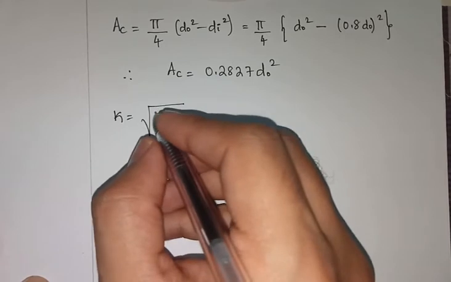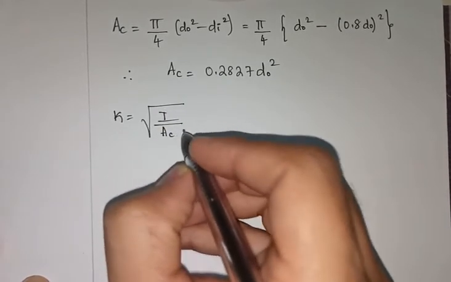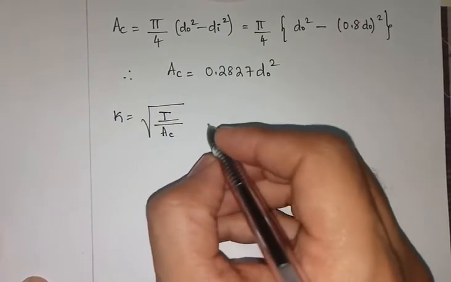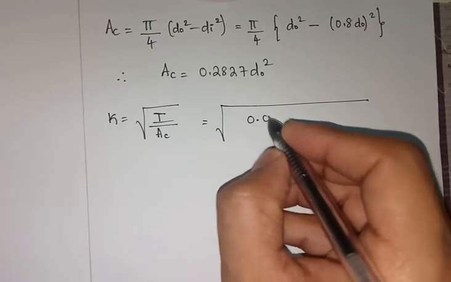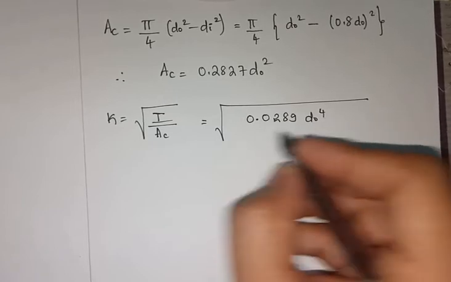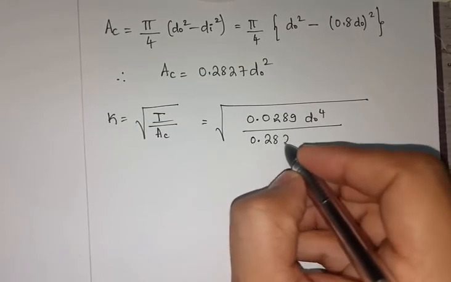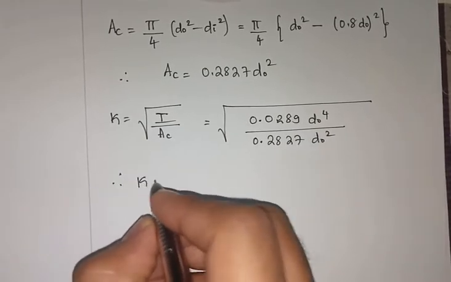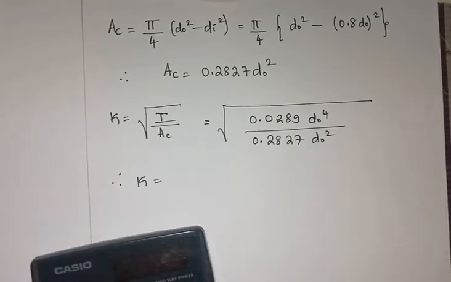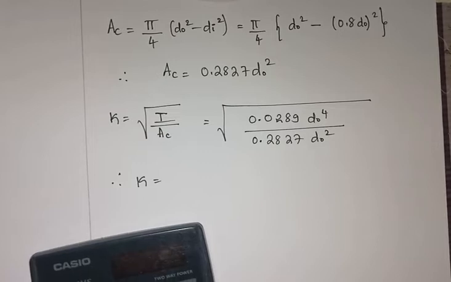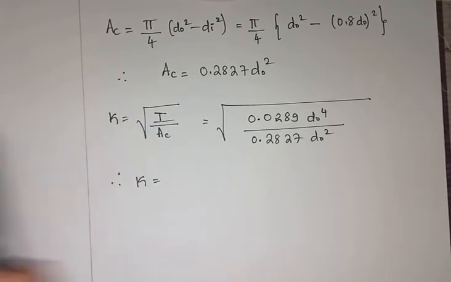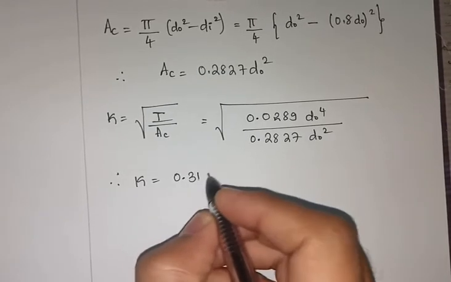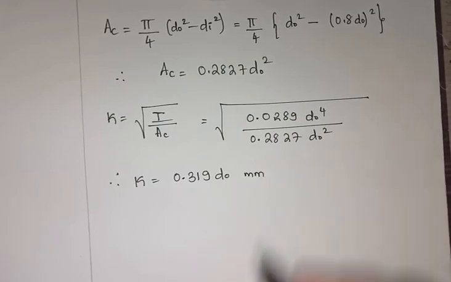It is given by square root of I divided by A, right? I divided by AC. So it is square root of, what is the value of I? Value of I in terms of d naught is 0.0289 d naught raised to 4 divided by 0.2827 d naught square. So therefore value of k will be, let me check, 0.0289 divided by 0.2827, right? And square root of this. So it is 0.319 d naught. I am getting it as 0.319 d naught, and it is once again in mm.